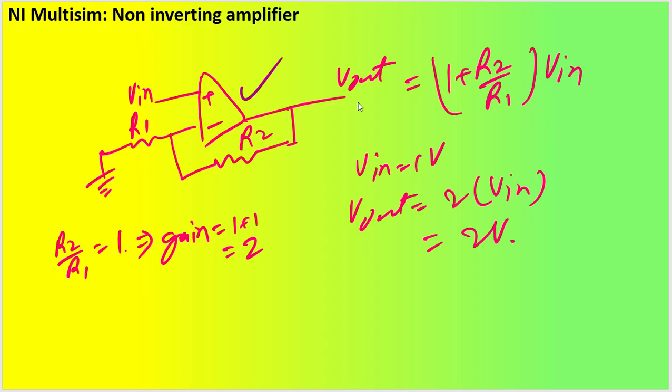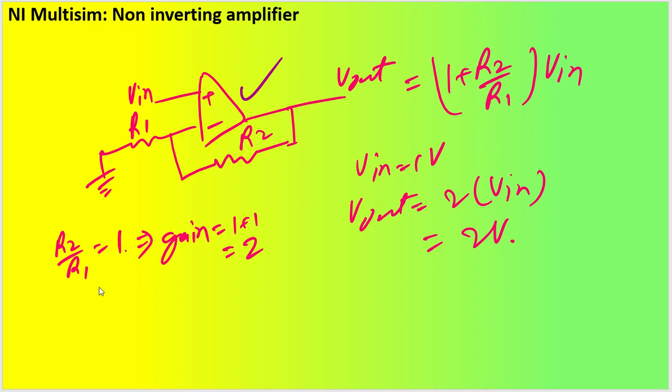You know already that my output voltage will be equal to 1 plus R2, this is the feedback resistor, divided by R1, this one. Or sometimes people say RF, like feedback resistor. So 1 plus R2 by R1 into V in. So the minimum gain will be more than 1, that you know, right?